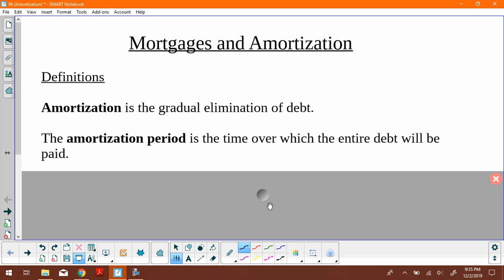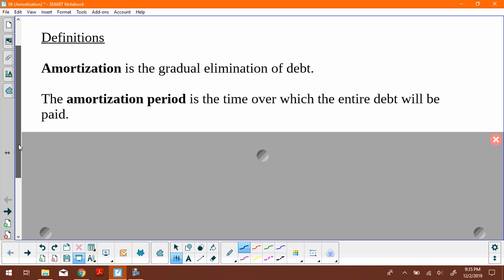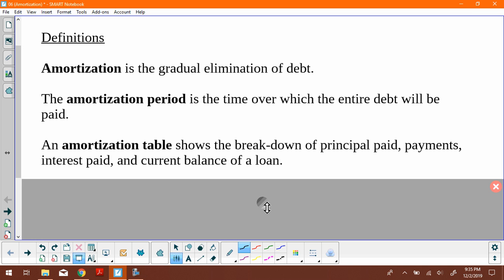So for example, if you're going to take out what's called a 30-year mortgage, that means when they're setting it up for you, the intention is that it would take 30 years for you to pay the whole thing off. Okay, an amortization table shows the breakdown of principal paid, payments, interest paid, and the current balance of the loan. So we'll do that a little later on in this note to show how to set one up.